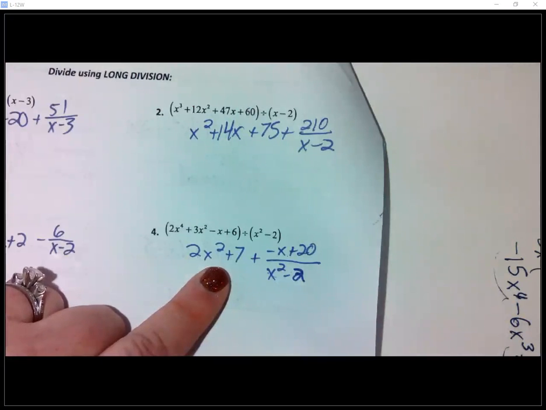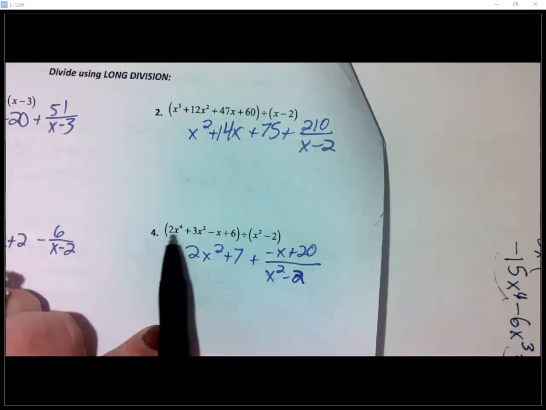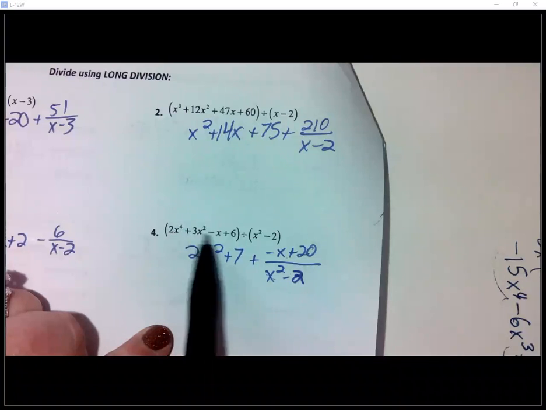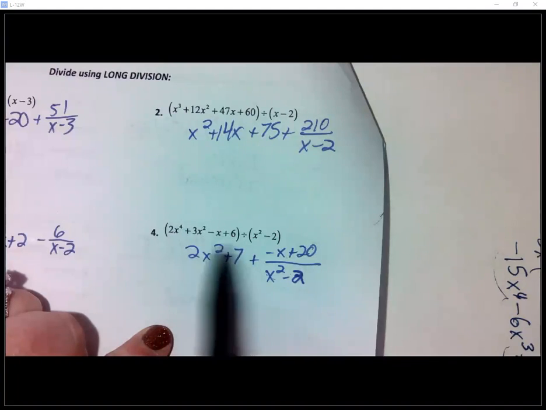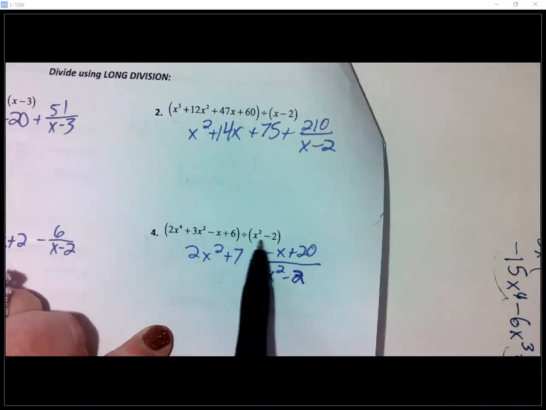So if I look here, I have 4, 3. Oh, no, I don't have 3. So I'm going to need a 0 placeholder for 3. 4, 3, 2, 1, none. Okay, that's good. This one's missing a degree too. This one has x squared, but I don't have an x in the first term. So I'm going to put a 0 placeholder in for both.